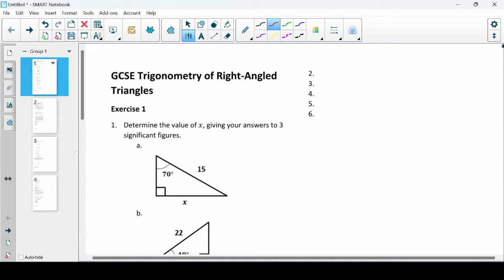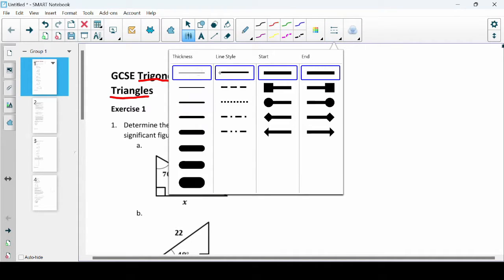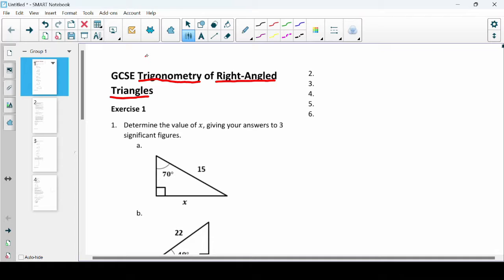Trigonometry of right angle triangles. It's GCSE curriculum, and we'll study only right angle triangles, and with the help of trigonometric functions, how we can know the missing lengths and angles of a right angle triangle.